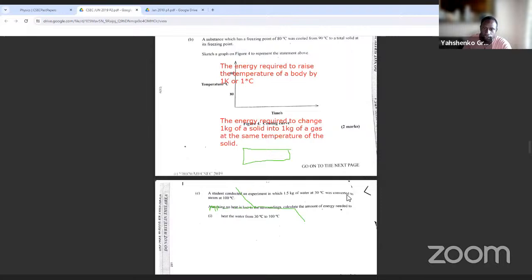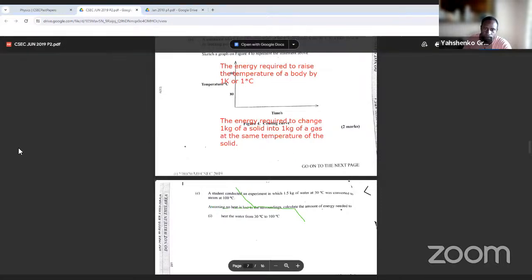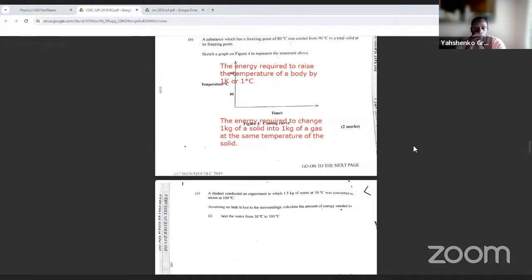All right, C now. It says a student conducted an experiment in which 1.5 kilogram of water at 30 degrees Celsius was converted to steam at 100 degrees Celsius. Assuming no heat is lost to the surroundings, calculate the amount of energy needed to heat the water from 30 degrees Celsius to 100 degrees Celsius. All right, let's take a look at that.